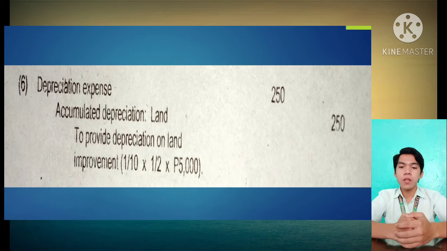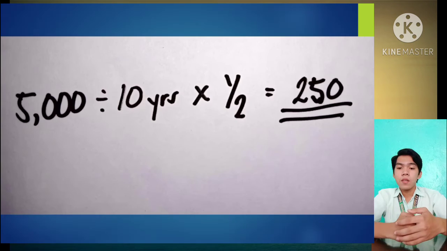Also in information number 3, there is another entry which is depreciation expense for 250 and accumulated depreciation for 250. We come up with this amount by solving 5,000 divided by 10 years, which is the service life, times 1/2, because again the company's policy is to take 1/2 year depreciation on all asset additions and disposals during the year. So it would be equal to 250.